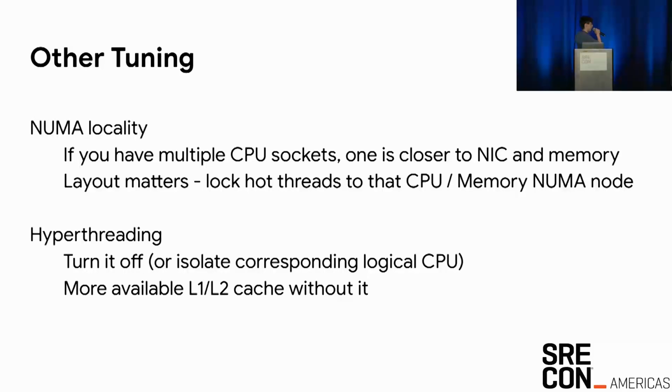Another tuning you can do is, first off, paying attention to your CPU layout. If you have two CPU sockets, only one of them is going to be close to your network interface card. That means you want to pin your hot threads to those CPUs and lock your memory to that specific NUMA node. Additionally, you want to either turn hyperthreading off or isolate the corresponding CPU, because if there's another application running on the corresponding logical thread for a CPU, you effectively have half the L1 and L2 cache.